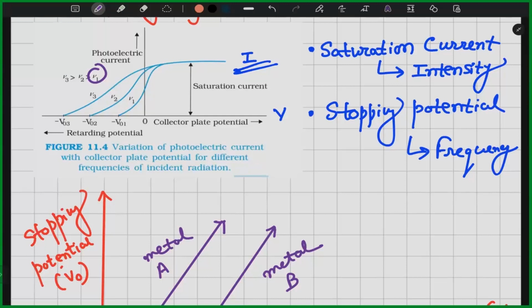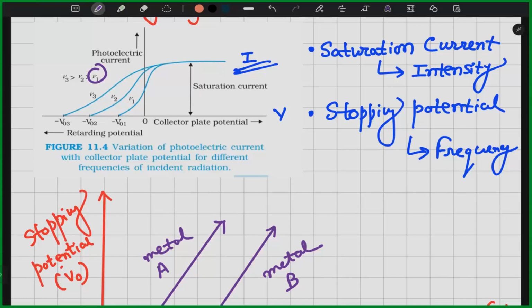But now the stopping potential will depend on the frequency, because stopping potential means that we have to stop all electrons so that there is no electric current. If even one electron can reach the metal plate, that will contribute to the current. So we have to stop the electron having the highest kinetic energy, K max.